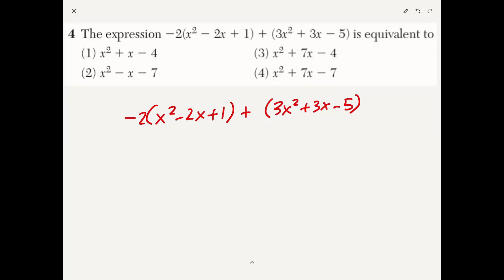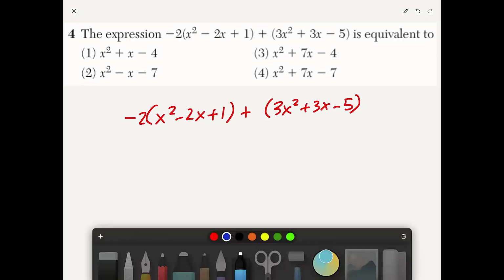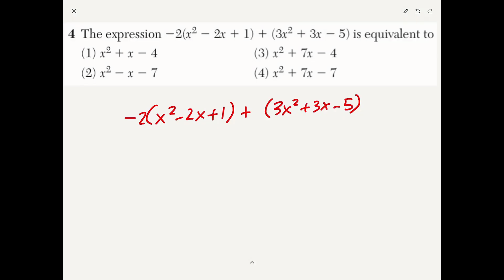So what I have here on my iPad is the expression written out, and I'm going to simplify it. The only way to get rid of parentheses is by multiplying by whatever number is outside the parentheses. So in this case, it's a negative 2 times 1x squared, so it's going to be a negative 2x squared. And then a negative 2 times a negative 2x is going to be a positive, because a negative times a negative is a positive. So it's going to be plus 4x, and then a negative 2 times a positive 1 is just going to be a negative 2.